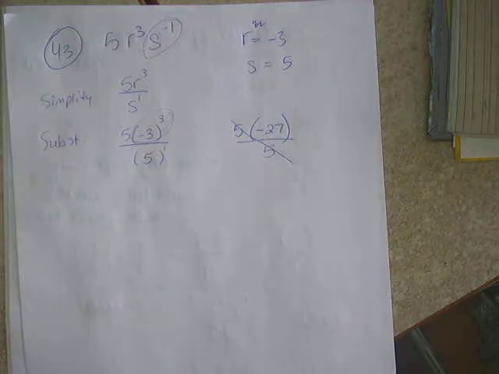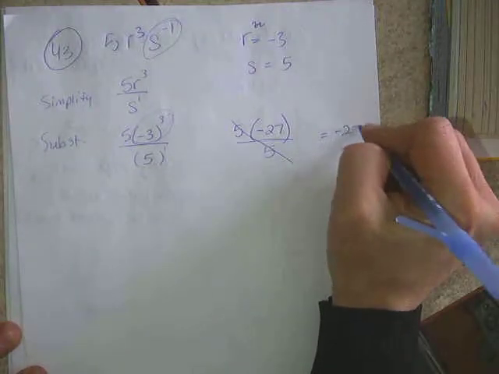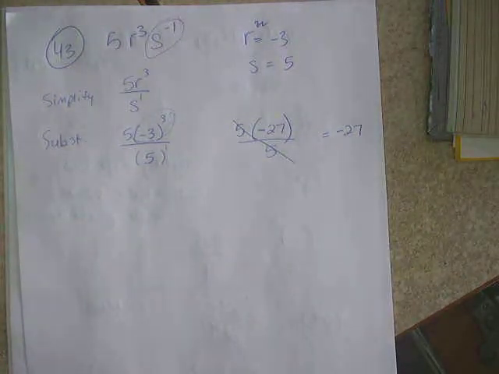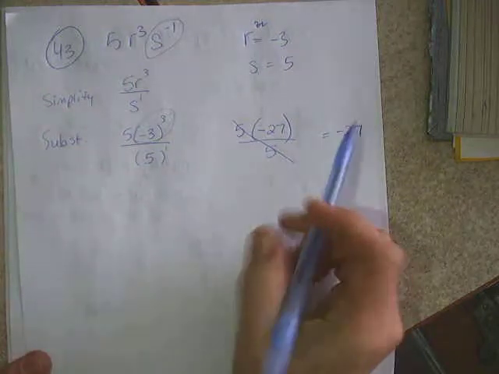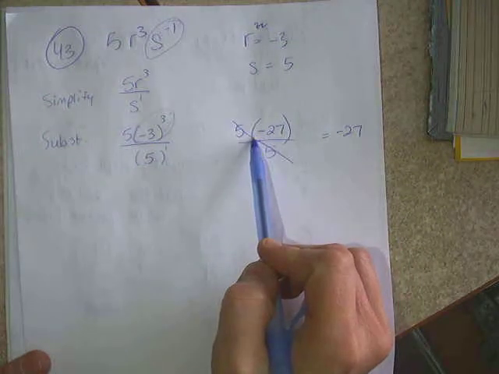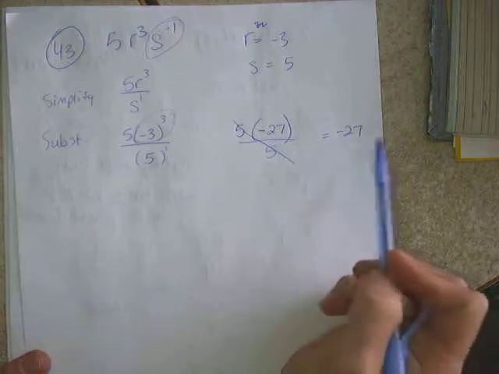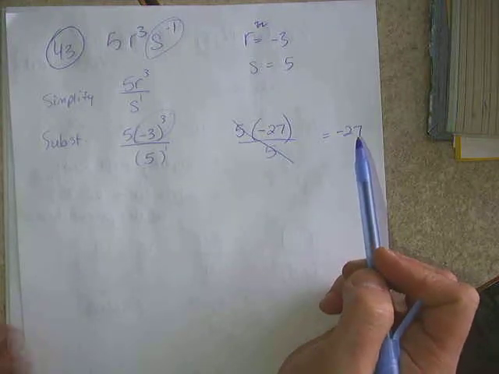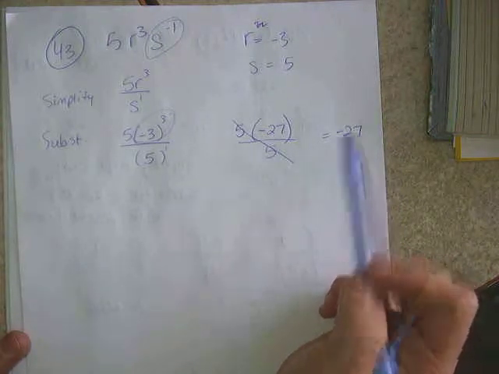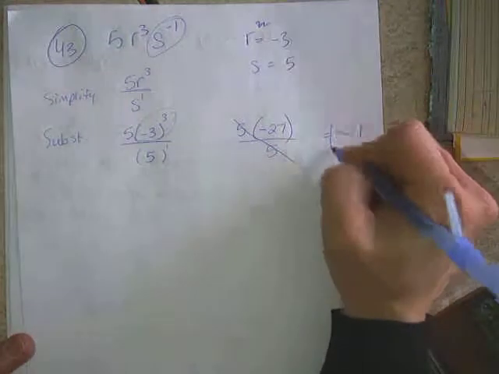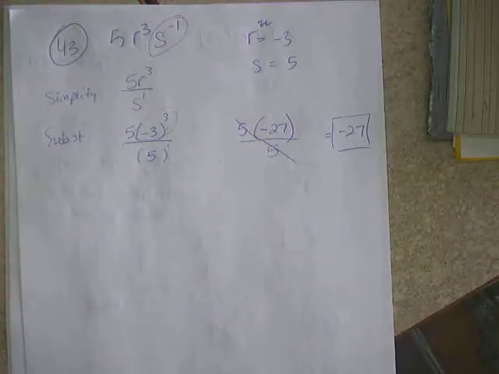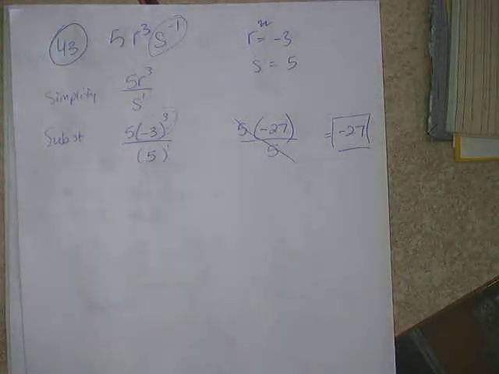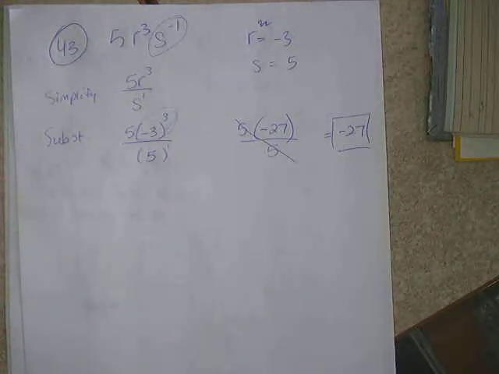Now, this is just too good to pass up. So I would recommend at this point, you see 5 over 5, that's 1, right? It cancels. So I would do that. So this is -27. Now, if you had multiplied 5 and -27 and then turn around and divided out 5, you would still get -27. It's just more work. Okay, so that would be your final answer there.